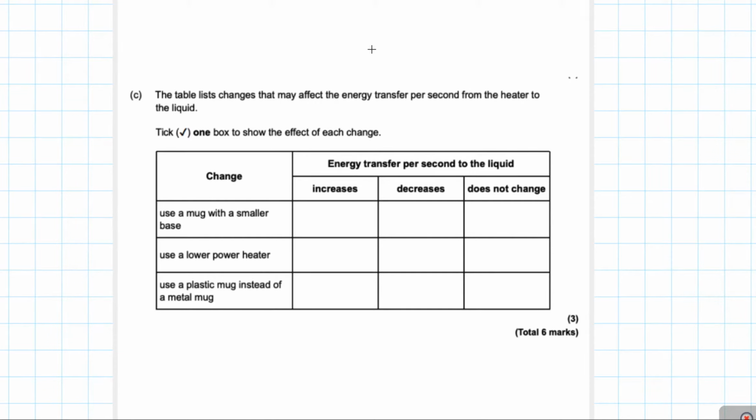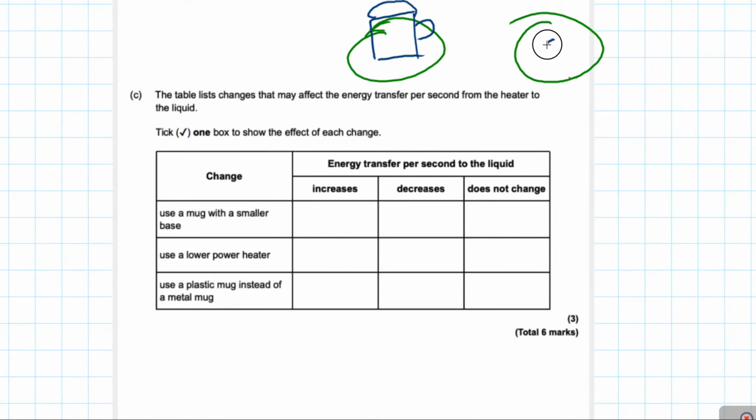Let's say we've got a heater here, and then we have a mug. So we've got a mug of tea on our heater. Let's say we keep the same heater, but now we have a smaller base on our mug. What does that do? Well, it will decrease the amount of energy per second because you've got less of the mug touching the heater. So the energy can't transfer as much, because here it can transfer across all of this space, while on this one it can only transfer a little bit. So therefore we can say that the energy transfer per second decreases.